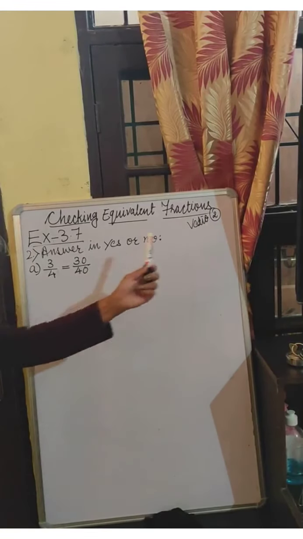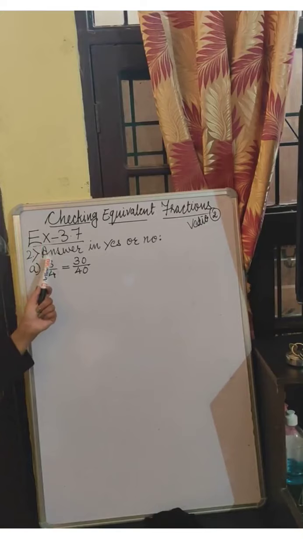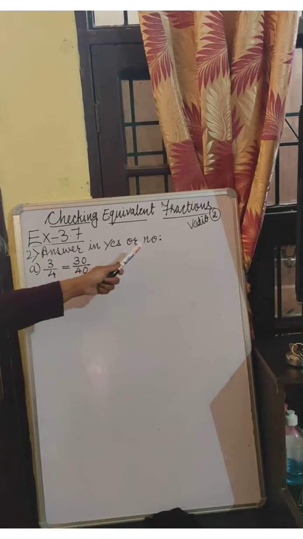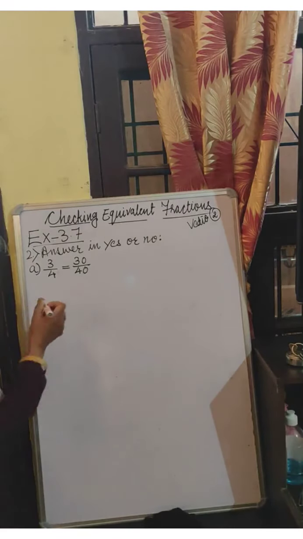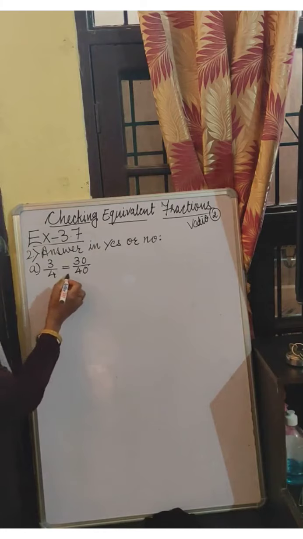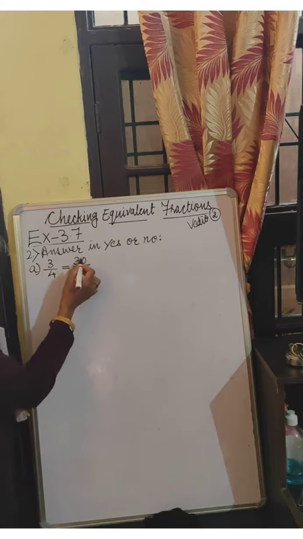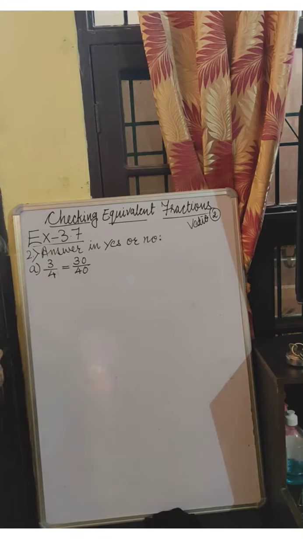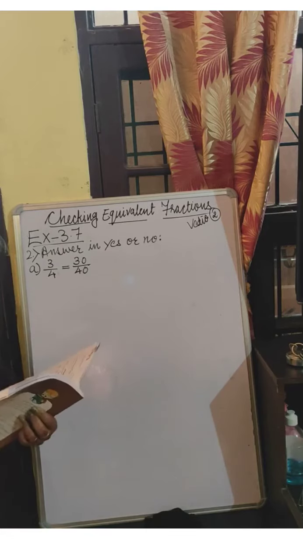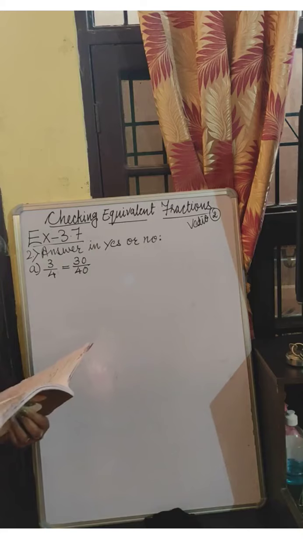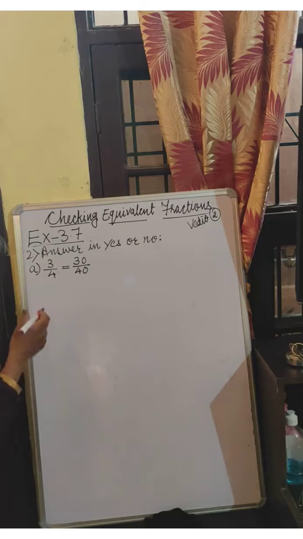Now, video number 2, exercise 3.7, question number 2. Answer in yes or no. Okay, just you have to say yes or no. And question A is 3 upon 4 is equal to 30 upon 40. 3 upon 4 equal to 30 upon 40. By just seeing, you cannot say whether 3 upon 4 is equal to 30 upon 40 or not. So for this, the same method you have to do, that is finding by cross multiplication.